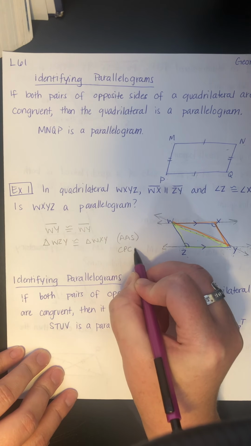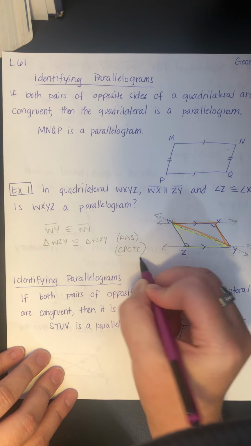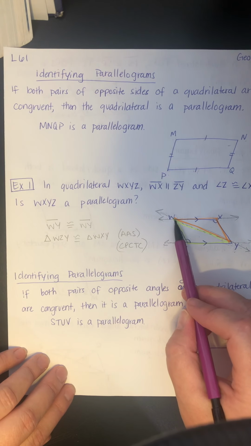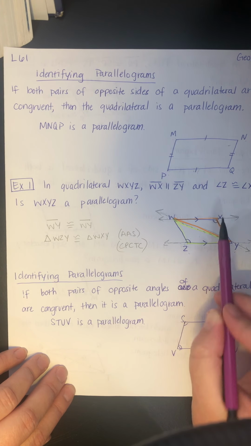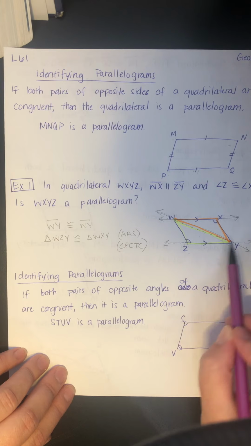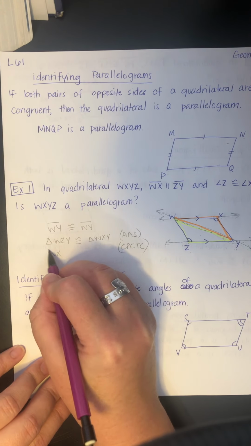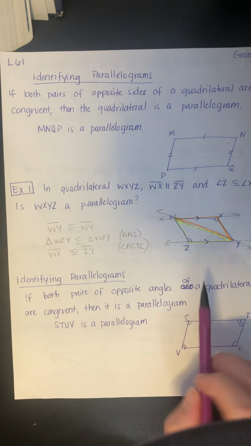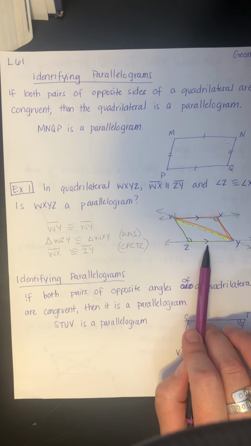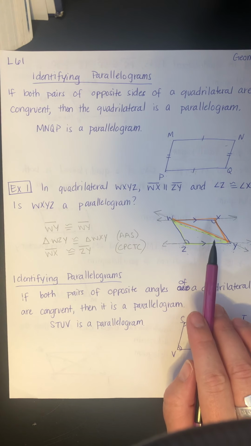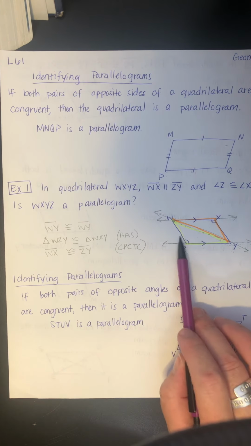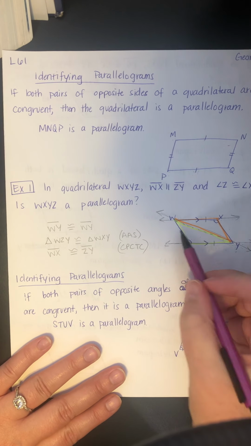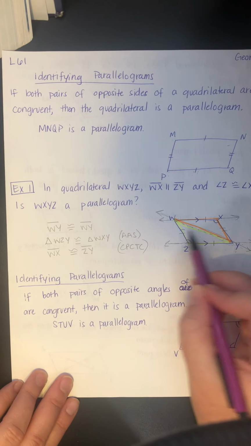Next, by CPCTC, congruent parts of congruent triangles are congruent, okay? By CPCTC, if you don't know that, it means congruent parts of congruent triangles are congruent. You can know that WX is congruent to ZY, this segment, which is what they're asking us to prove. These two are not only parallel, but they're also congruent to each other. Since they're congruent to each other, then these opposite sides are also going to be congruent. So you can put a little congruent mark right there, and that means that these two are going to be congruent, okay?